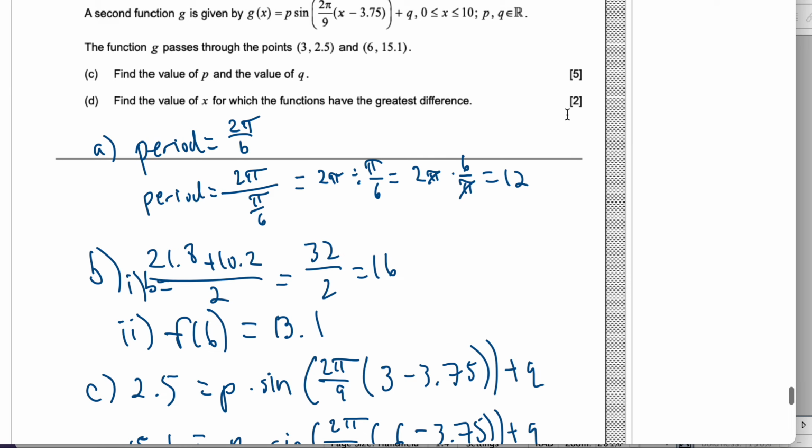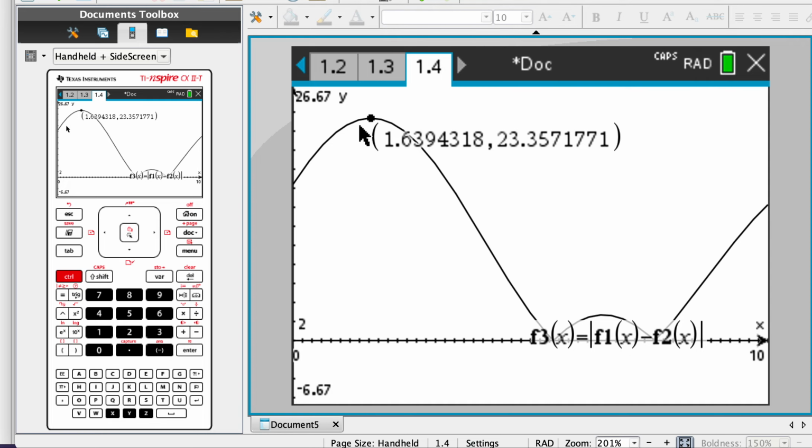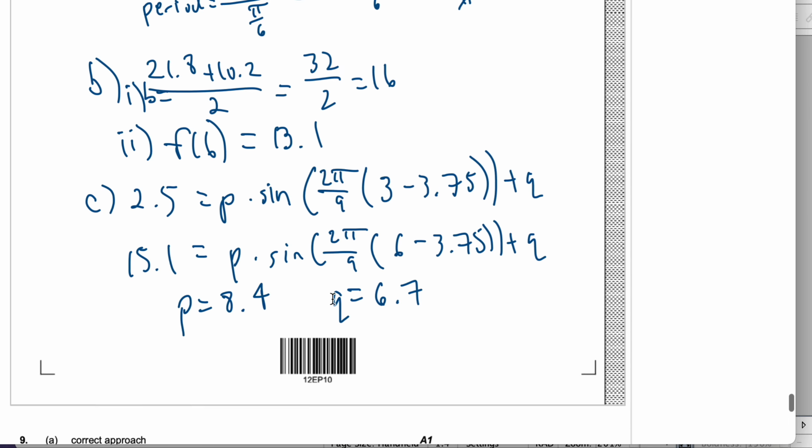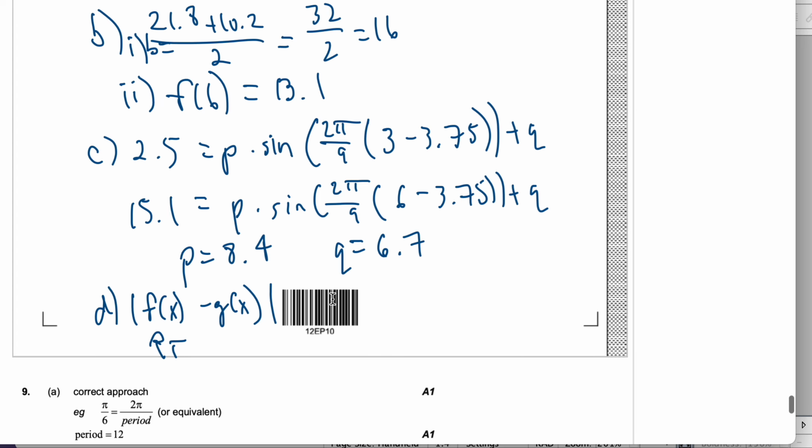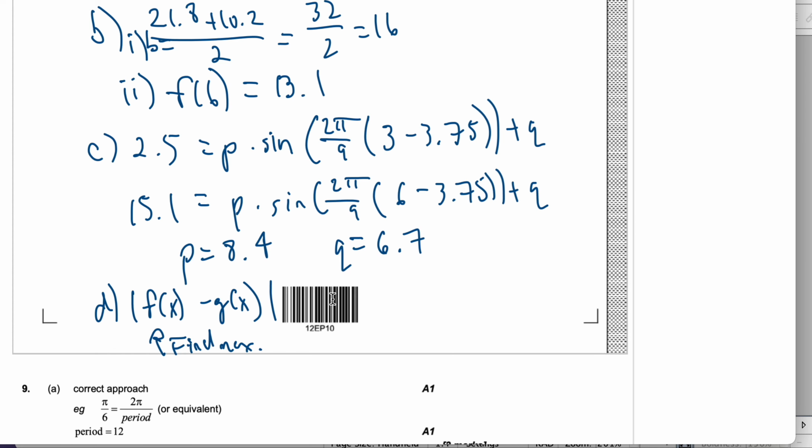Okay, it's only worth 2 marks, so I don't think you need to graph that. Okay, I would just state what we did, which was the absolute value of f of x minus g of x. Okay, find the max on that. Find max. And it's when x equals 1.64.